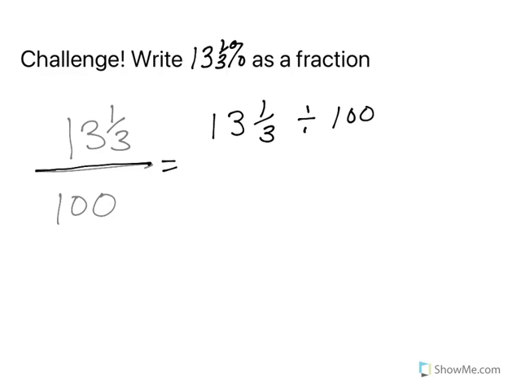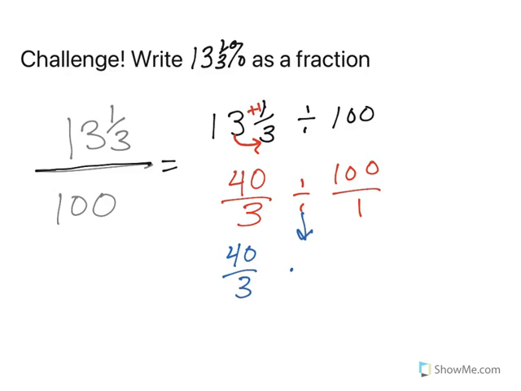So we're going to change this mixed number here into an improper fraction. 13 times 3 is 39, plus 1 is 40. So this is the same as 40 thirds divided by 100 over 1. Do you remember how to divide fractions? If you haven't in a while, you probably don't, because if you don't use it, you lose it. But dividing fractions, we keep, change, and flip.